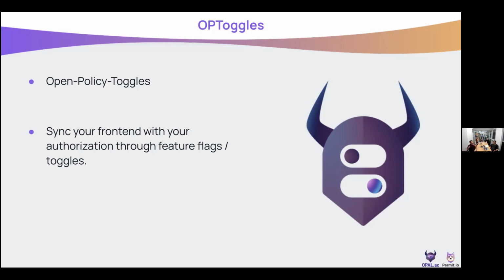That way, as a backend engineer, you can just continue to focus on running open policy as is in the backend, and you don't need to start exposing the OPA API or a separate API to the front end and wrap that with an SDK. No, you just connect it to the feature flag solution and have your front end engineers work directly with feature flags as they're probably already used to. So that's the concept behind OPToggles.